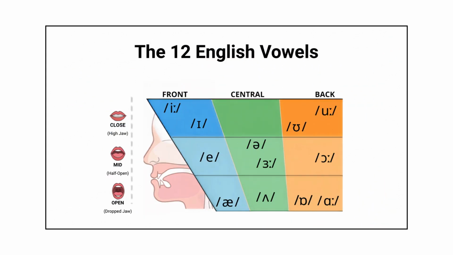To visualize this geometry, we use the vowel chart. Along the top, we map tongue position from front to central to back. Down the side, we map jaw opening from close to mid to open. Notice how high front sounds, like the vowel in fleece, sit at the top left, while back sounds, like the vowel in moon, move to the top right. Meanwhile, central sounds, like the relaxed schwa in sofa or the short vowel in cup, occupy the middle and lower central space.